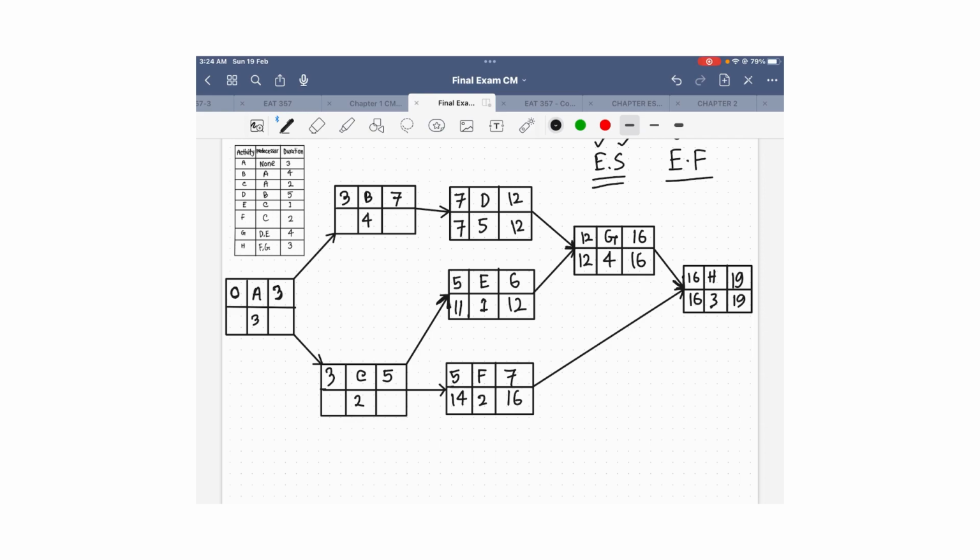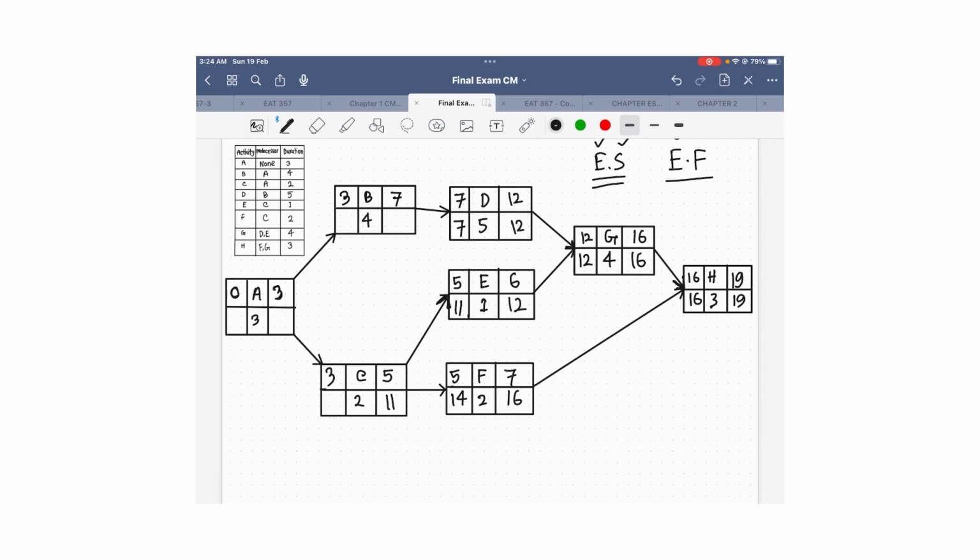When we solve the forward pass, we take the highest number, right? But in the backward pass it is the opposite, and we have to take the smallest number. In this case the smallest number is 11. So I take 11, because E and F depend on C, right? That's why I'm taking the number between these two activities, 11 and 14. 11 is the lowest number. When we are calculating the backward pass, we have to take the lowest number, so I take 11.